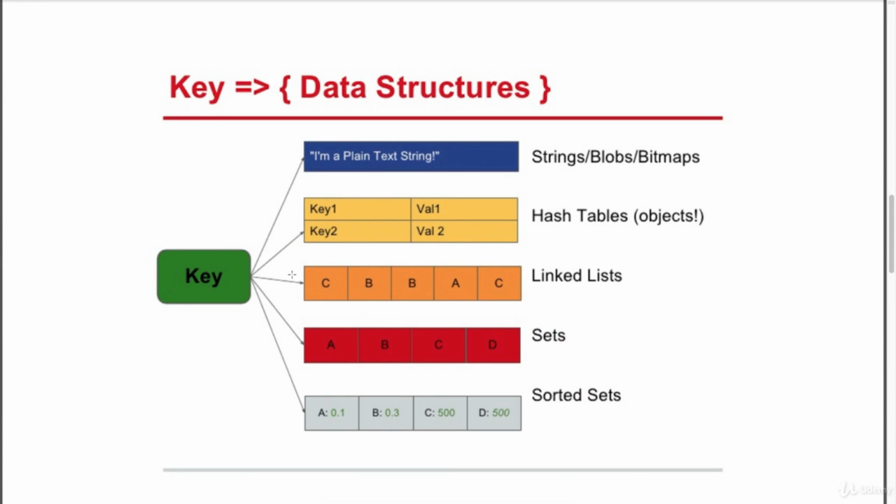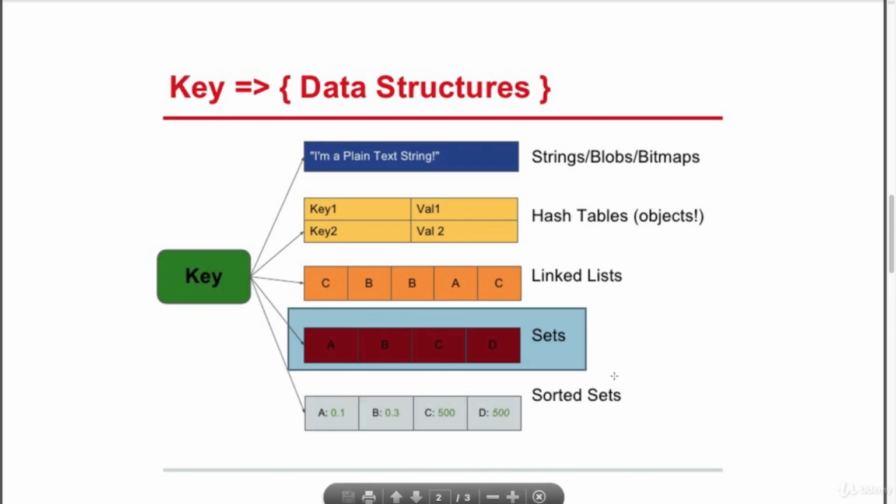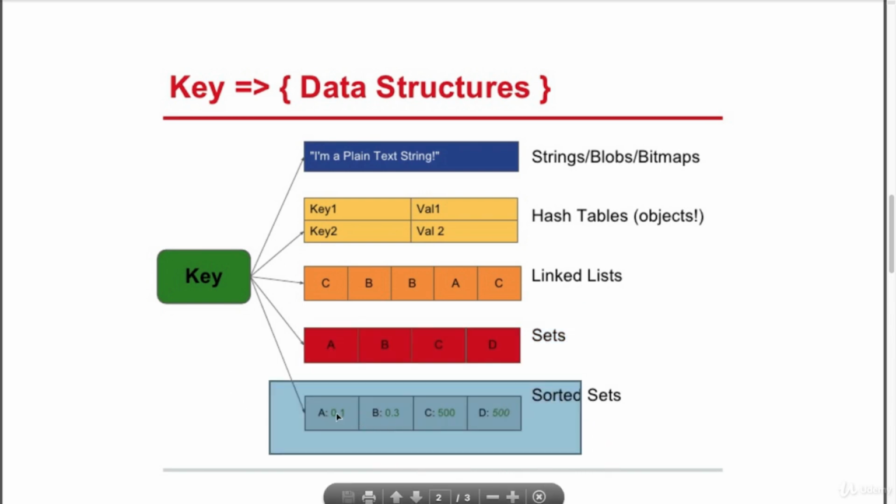For example, here is a key and these are the values. A set only holds the values, for example here A, B, C, D, but the sorted set also stores a score. For example, the A value has a score 0.1, B value has a score 0.3, C value has score 500, D value has score 500. So the elements inside this sorted set data type are ordered by these values.